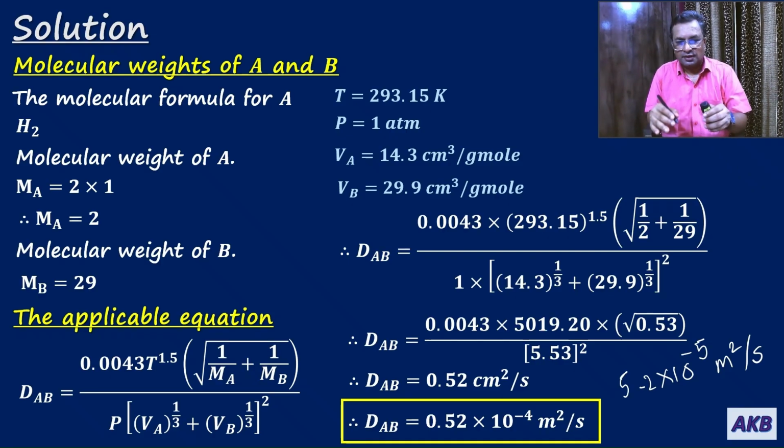So in this way, you can find out diffusion coefficients by using Gilliland's equation. With this, I will end my discussion for this video lecture. Here we have learned how to use various equations that are proposed in the literature to find the diffusion coefficient. We have learned how to use Fuller's method, then we have learned how to use Gilliland's equation. I hope you have understood the steps that I have used in solving these three numericals.